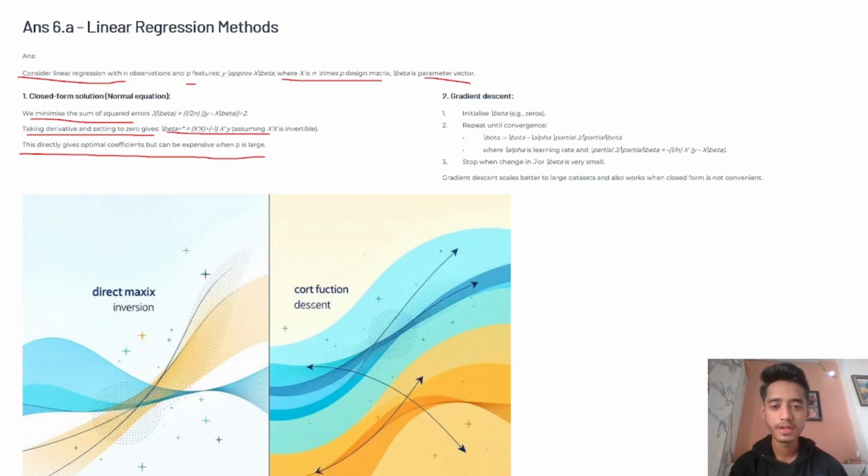And in gradient descent, we first initialize beta, for example to 0, and repeat until convergence: beta equals beta minus alpha times the partial derivative of J with respect to beta, where alpha is the learning rate and the partial derivative is this. Stop when the change in beta is very small. Gradient descent scales better to large datasets and also works when the closed form is not convenient.